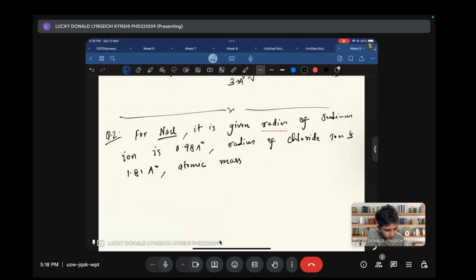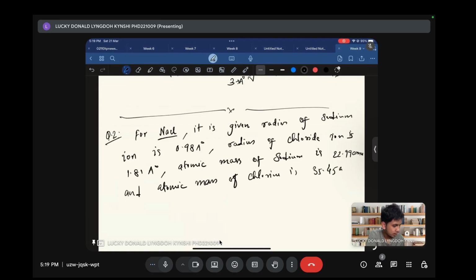The atomic mass of sodium is 22.99 AMU, and the atomic mass of chlorine is 35.45 AMU. Calculate the packing efficiency and density of NaCl.